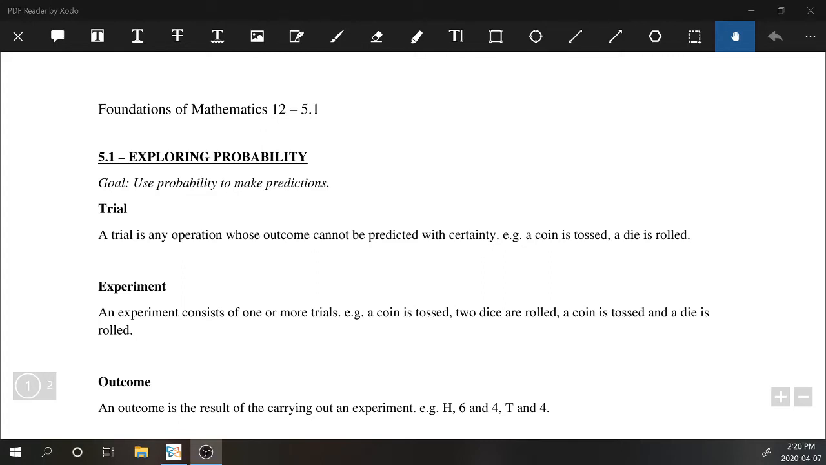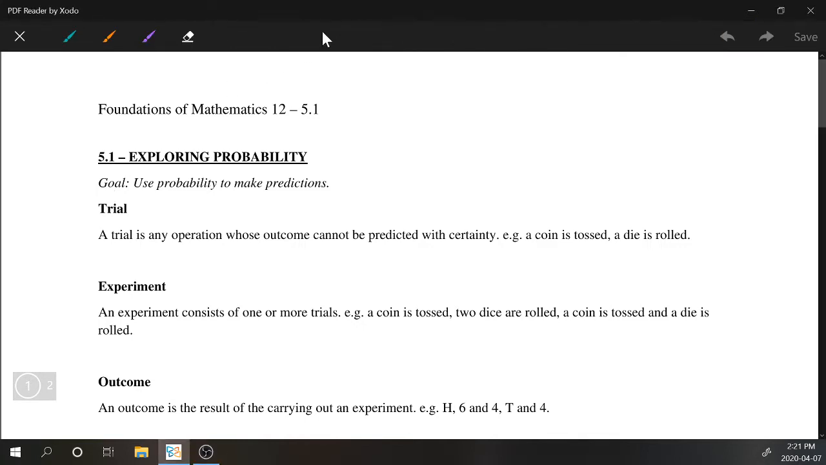Everyone. We're going to go over section 5.1 today, exploring probability. Most of this is going to be introducing some terminology that we're going to use throughout the chapter. So we're going to begin with trial, which is just anything where you don't know the outcome for sure. So for us, it will be tossing a coin, rolling a die, or picking a card out of a deck of cards, something along those lines.